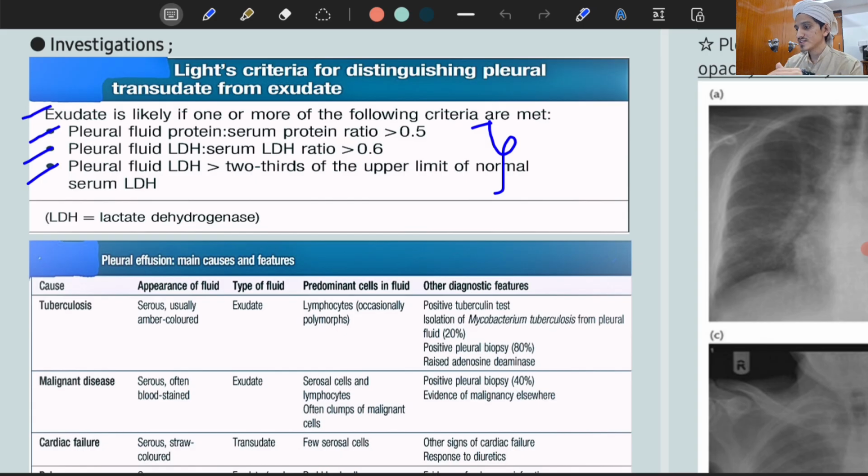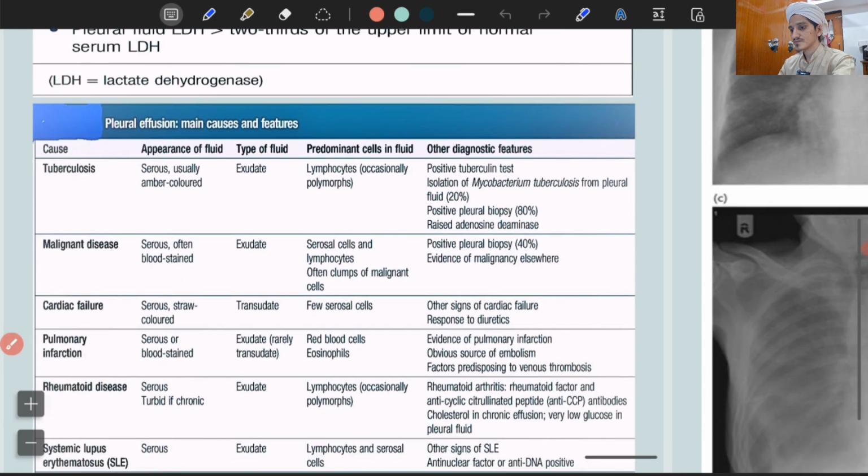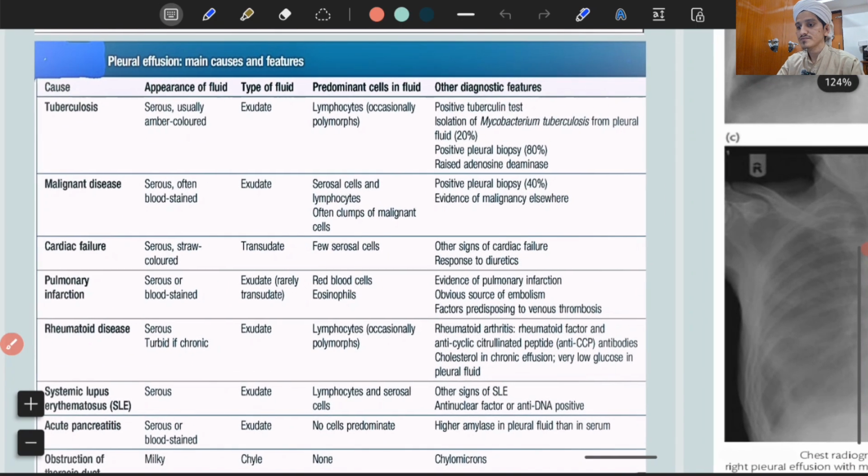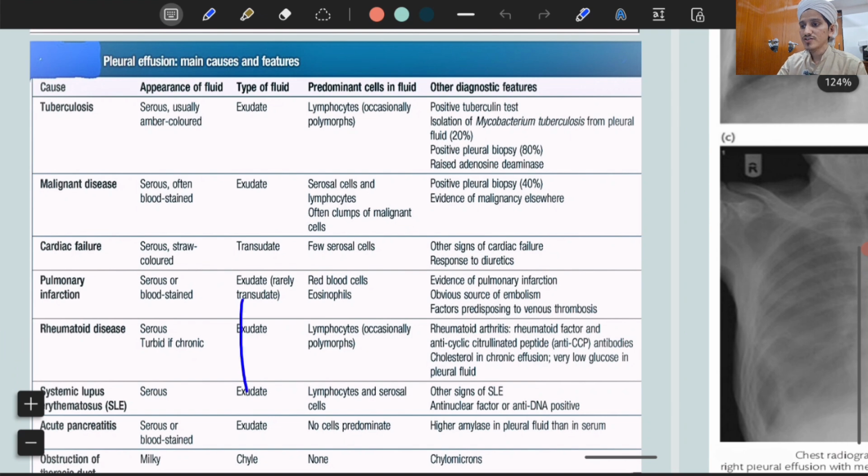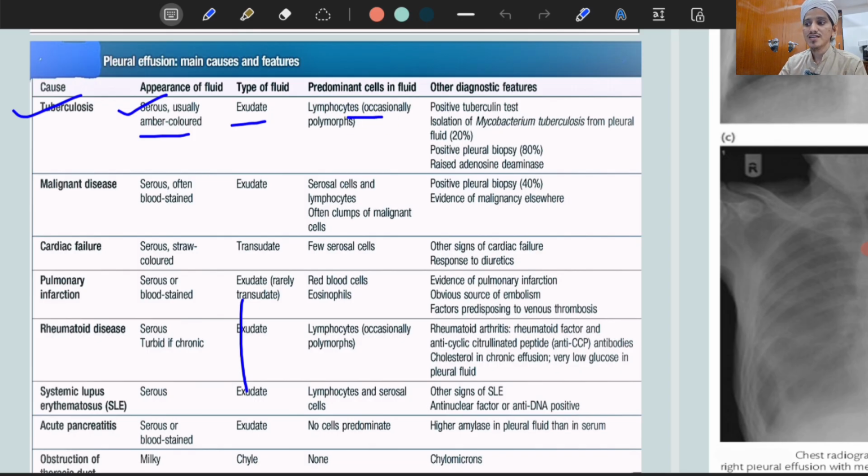Now further investigations, what will you do? So some main causes and their appearance. See here, if the cause is tuberculosis, usually it is serous, amber colored. Type of fluid is exudate. Lymphocytes predominate. Okay, so these are the general features you will see, the general features you see in pleural fluid analysis.